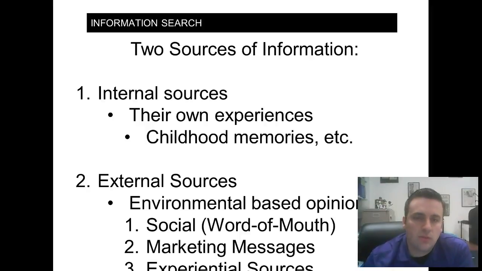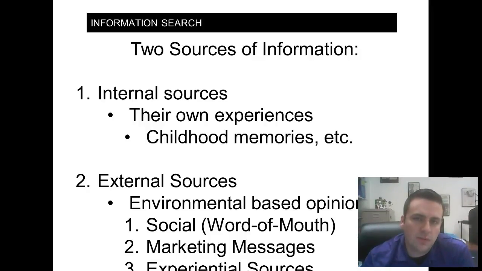Internal sources of information are your own experiences. Maybe when I was a kid, I played soccer. When I was a kid, I played baseball. That is going to either positively or negatively influence my behavior in the future. So that means looking at childhood memories, family emphasis, what I did in college, and so on. All of those things are my own experiences that impact me, both positively and negatively.